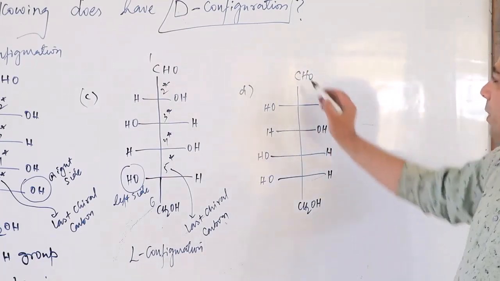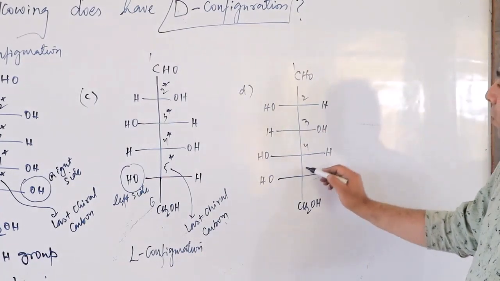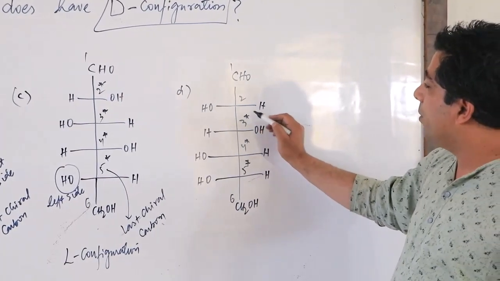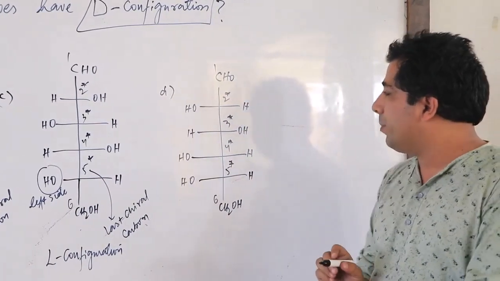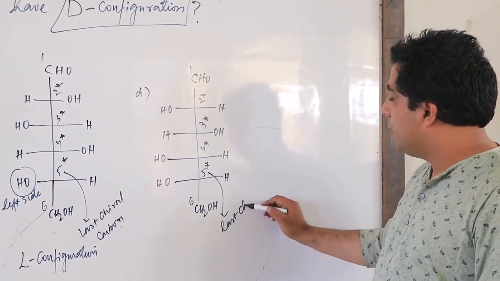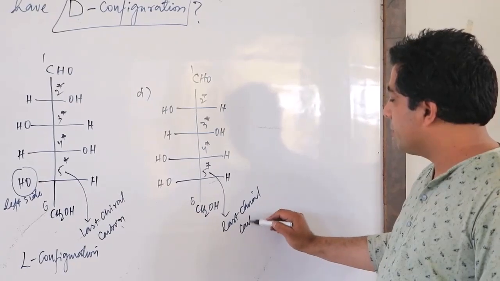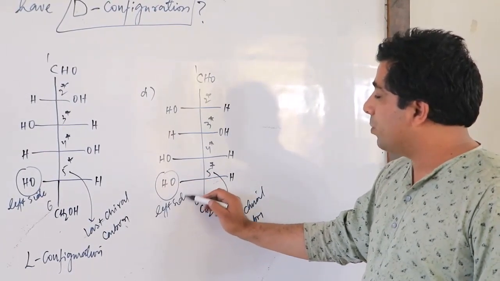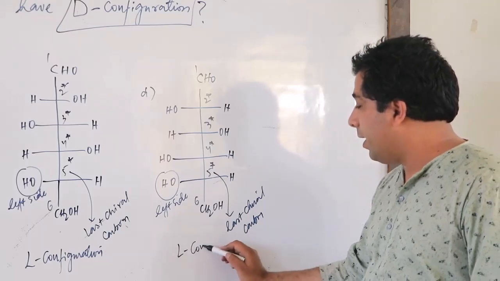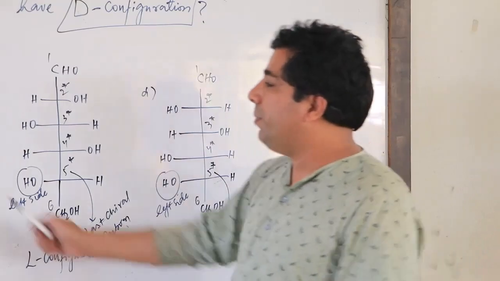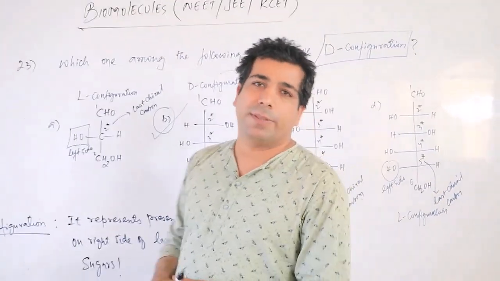Now if you look here, it's 1, 2, 3, 4, 5 and 6. Chiral, chiral, chiral, chiral. Correct? We have chiral carbons here. Fifth is also a chiral carbon. So I can call it the last chiral carbon, and it has an OH group on the left side. When it has an OH group on the left side, it's again L configuration. So my dear friends, our answer is the B option. Please make note of this.